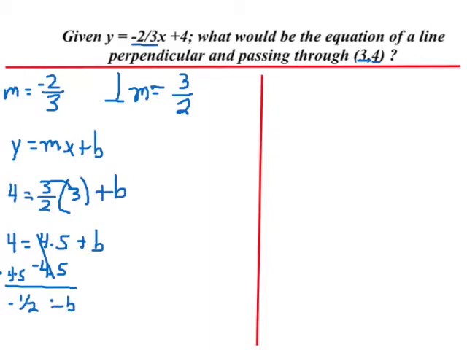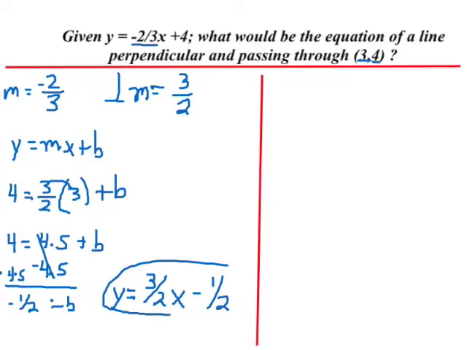So our equation then is going to be y equals, our slope is 3/2 x minus 1/2. So there is the equation of a line that's perpendicular.